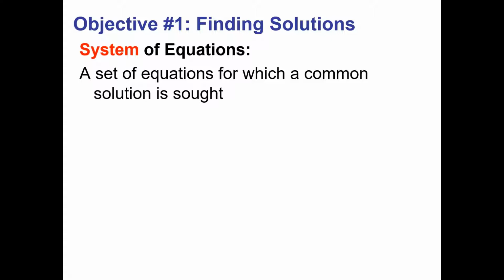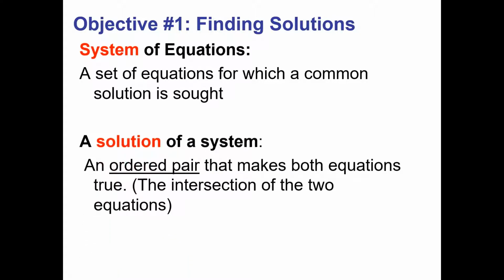We'll get into that more tomorrow. For right now, we're just going to look at finding graphical solutions, which is a lot easier ultimately. A solution to a system of equations is generally an ordered pair that makes both of those equations true. It's the intersection of two lines. We're dealing with straight lines that go off forever, and we want to figure out where those two straight lines meet.